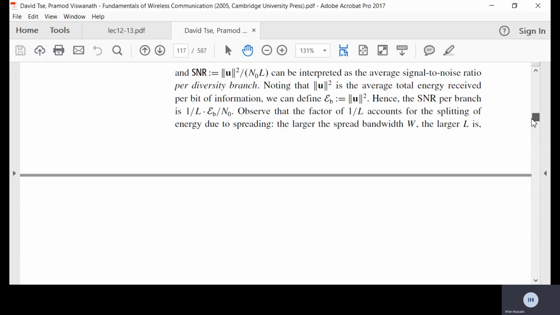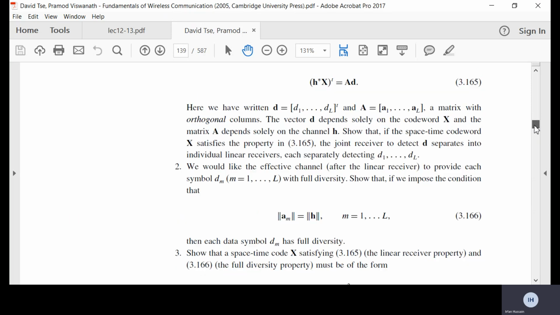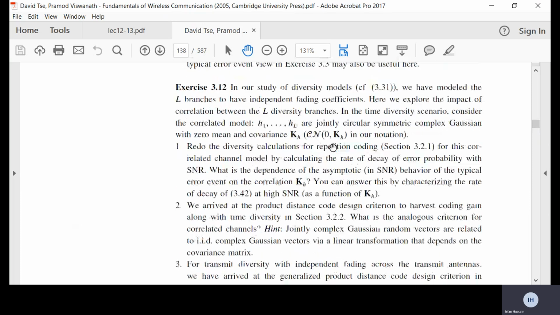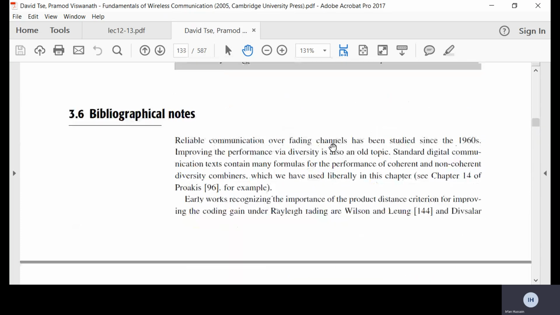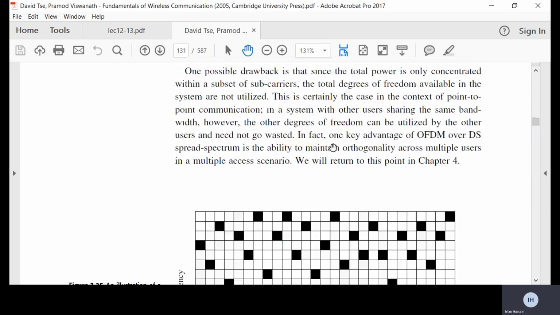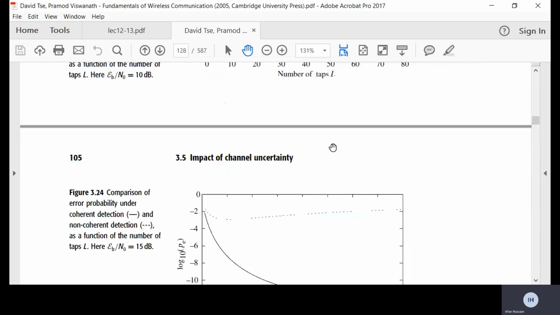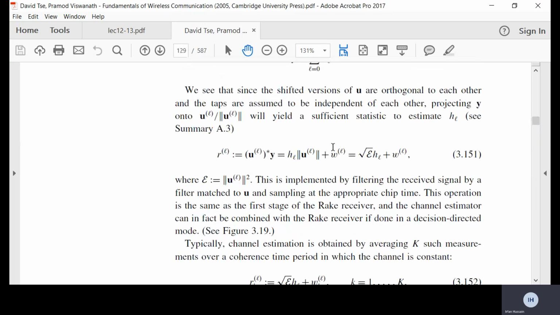So in the last lecture, we had completed chapter 3, but there were some issues that were remaining, especially with respect to estimation. So if you could remember, we had done this equation.